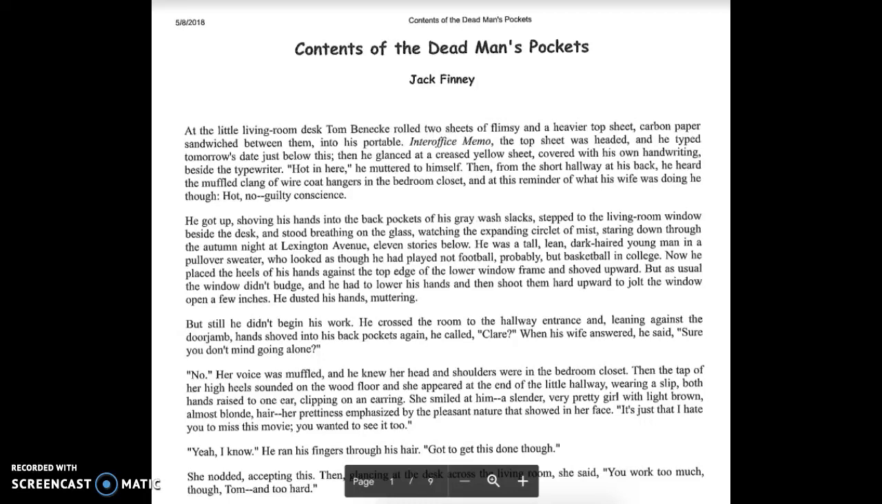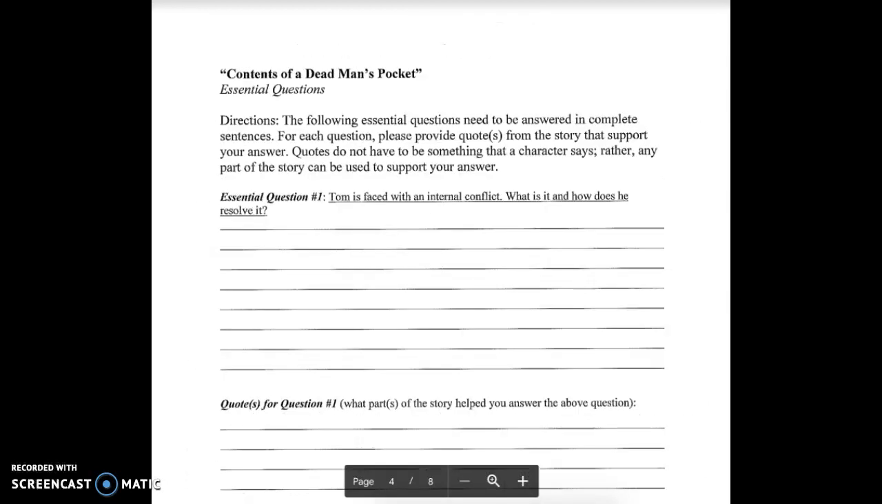Hi everyone. Today's unit project consists of a short story titled The Contents of a Dead Man's Pockets. You'll read the story and you'll answer questions that go with it. There are 5 essential questions that go along with the reading of this story. It is beneficial to look at the questions ahead of time so that you know what you are looking for as you're reading. The questions are as follows.